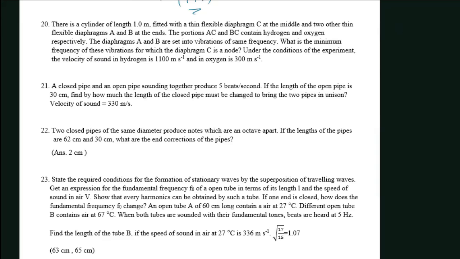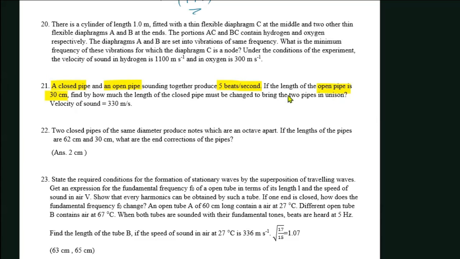So next we will be discussing the 21st question, right? Let's go for that. It says a closed pipe and an open pipe sounding together produces 5 beats if the length of the open tube is 30 centimeters. Now, the length of the open tube is 30 centimeters. So what they are asking, you need to read the question well: find by how much the length of the closed pipe must be changed to bring the two pipes in unison.